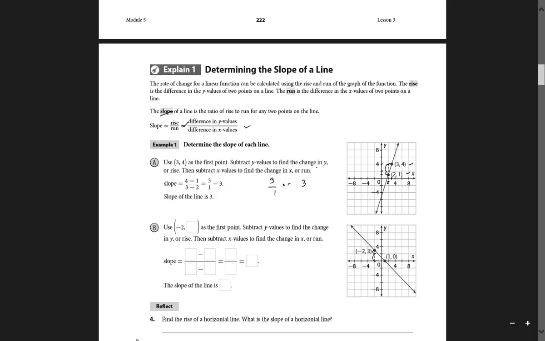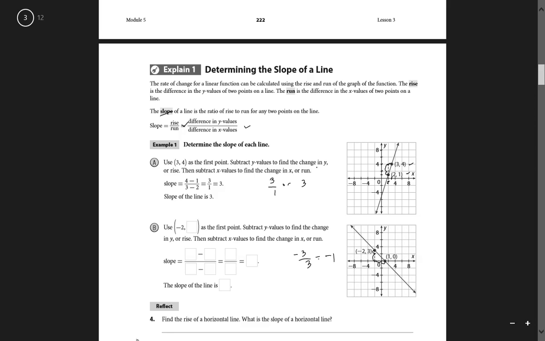So what is your rise? You go down, so it will be negative: negative 3. How about your run? Your run is going to the right. How many units? This is 2 units because this is by 2's, and another 1 unit, so your run is 3. So what is negative 3 over 3? That is equivalent to negative 1.